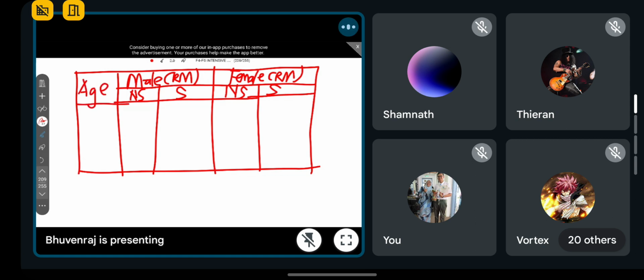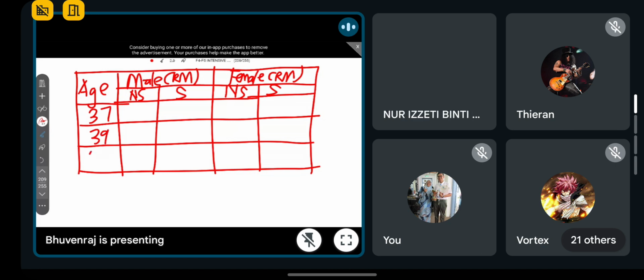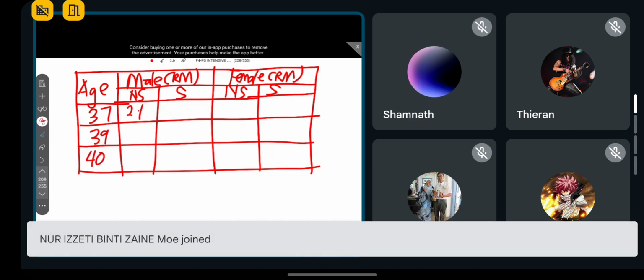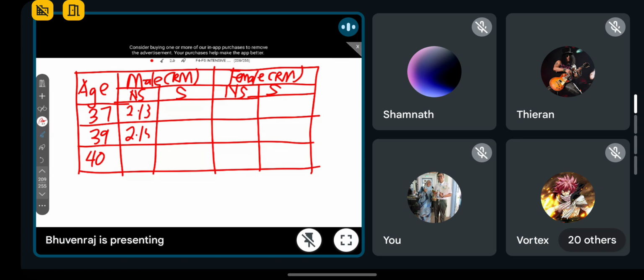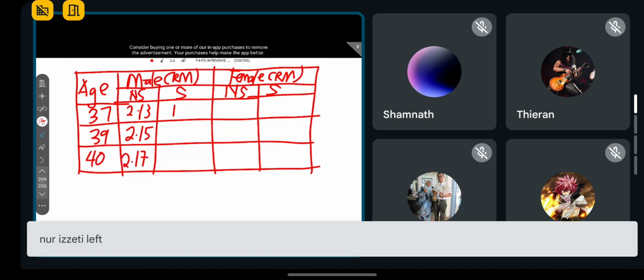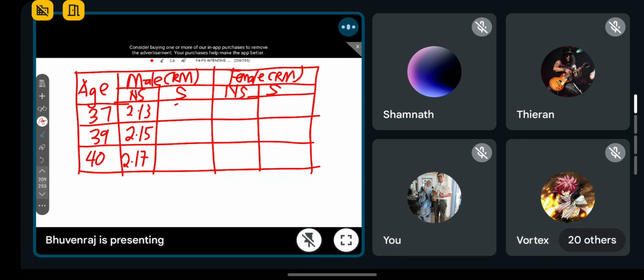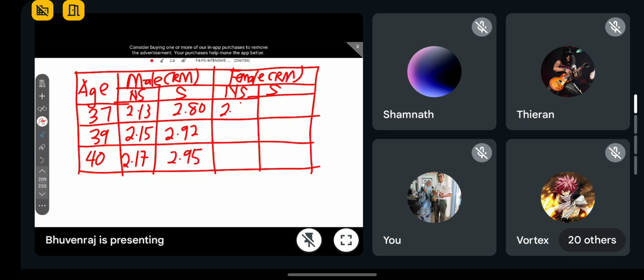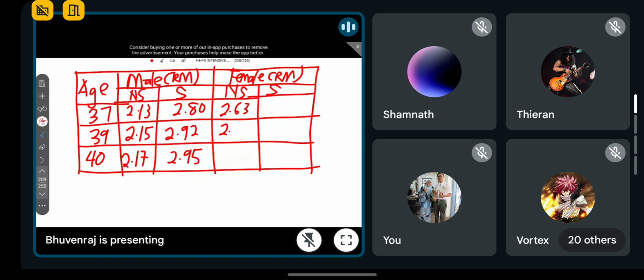This one is age. Okay, saya bagi secara random lah. Okay, let's say saya pick 37, 39 and 40. Nilai boleh jadi apa-apa guys. Tak semestinya kena satu pattern macam tu. 2.80. Kadang-kadang bila ada banyak nilai macam ni, kamu akan confused because a lot of values over here, so you must see carefully.